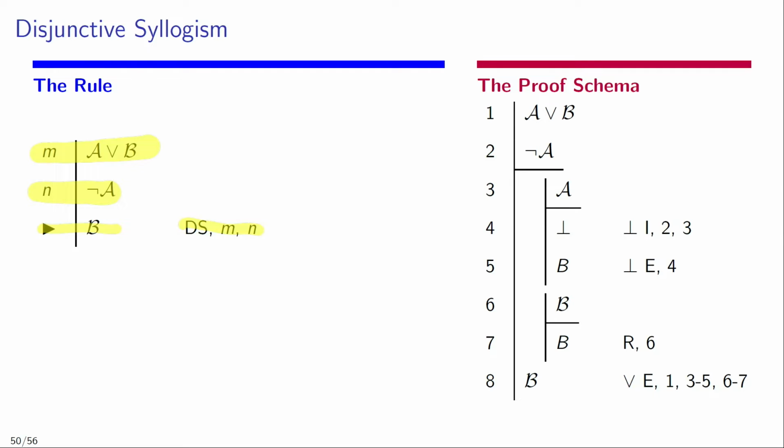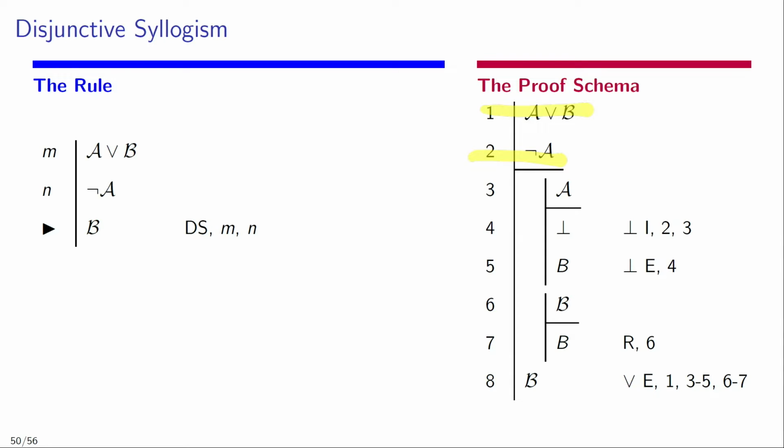So we could justify this rule by these kind of considerations that I just put forward, but we can also prove the rule using our basic inference rules. So here on the right-hand side, you again see a proof schema. Suppose in line M we have a sentence of the form A or B, and in line N we have a sentence of the form not A.